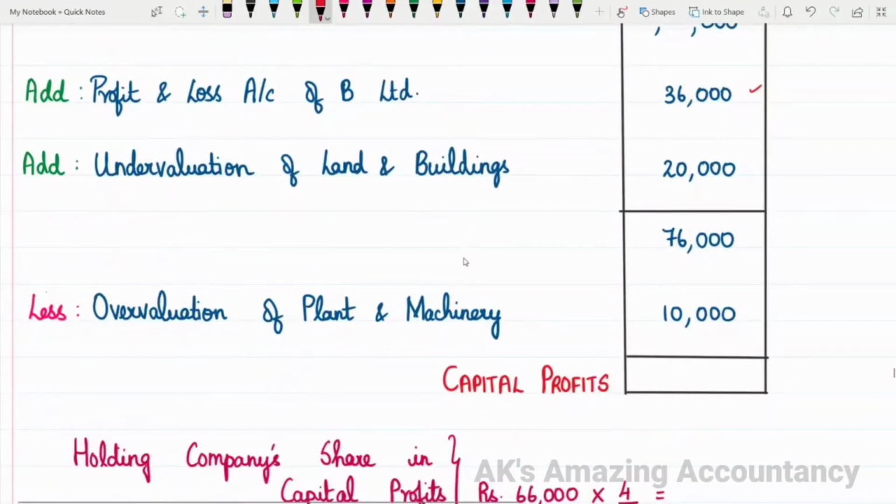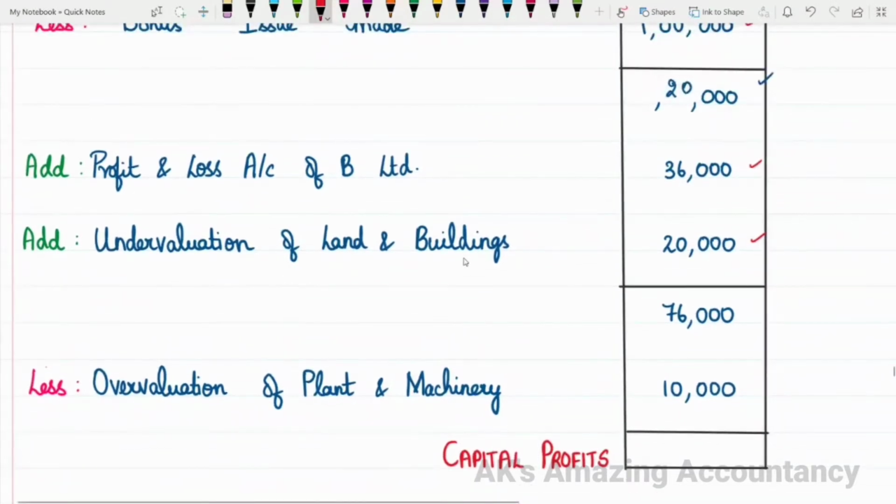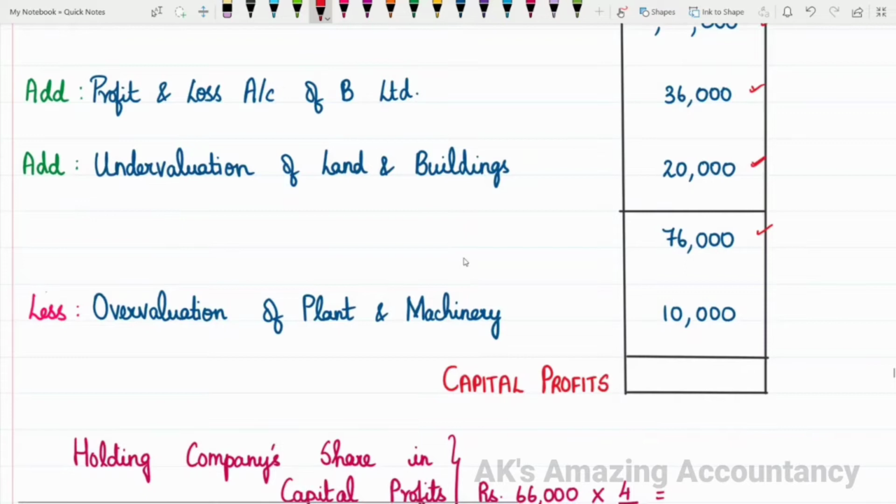So write as add undervaluation of land and buildings 20,000. So when you add it all together, you will be getting 76,000. So how is it 76,000? 20,000 plus 36,000 plus 20,000 will give you 76,000. From that, deduct overvaluation of plant and machinery, that is 10,000. This will ultimately give you the capital profits. So how much will be the capital profit now? 76,000 minus 10,000. You will get a capital profit of 66,000 rupees. So this will be the capital profit.